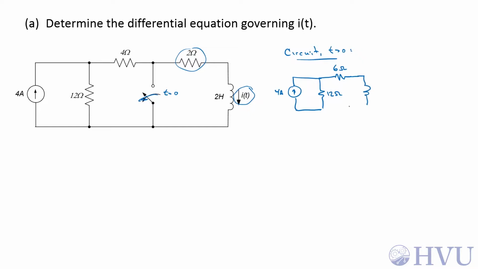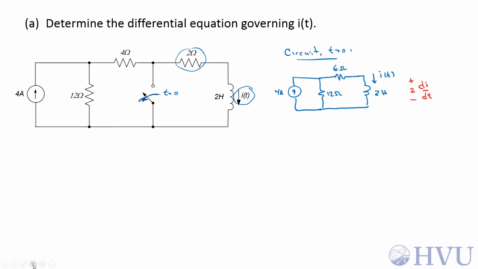We have a 2 Henry inductor, and this is I of t. Now to get a differential equation, we need to get the voltage current characteristics of the inductor involved. We might as well put those on the schematic so that we don't have to remember them later. So if this is I of t, the voltage is going to have its positive terminal there, and it will be 2 times di by dt.